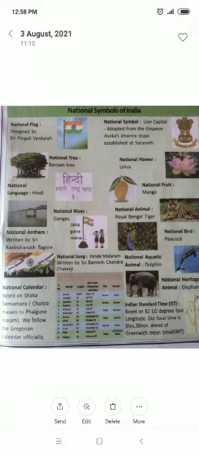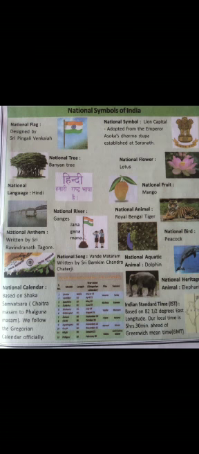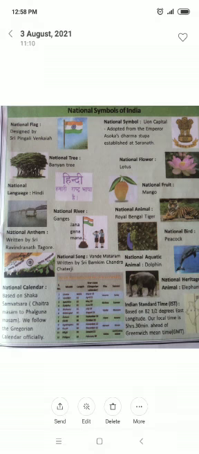National heritage animal, elephant. And the last one is Indian Standard Time, IST, based on 82.5 degrees east longitude. Our local time is 5 hours 30 minutes ahead of Greenwich Mean Time. IST, Indian Standard Time, and GMT, Greenwich Mean Time. Okay, children.